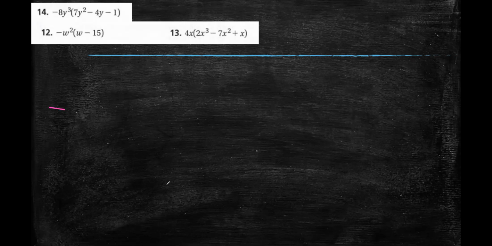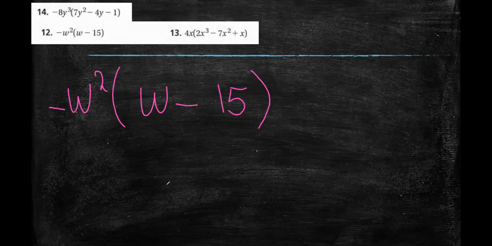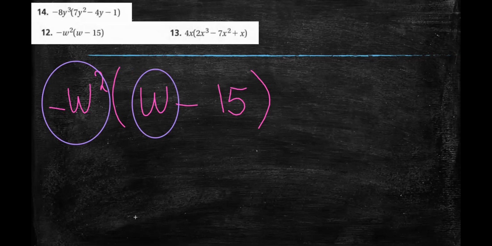Negative w squared times w minus 15. So what we have to do, I'll multiply this term with this term first. Negative w squared multiplied by w raised to the power 1 will be w raised to the power 3. I will add the exponents.